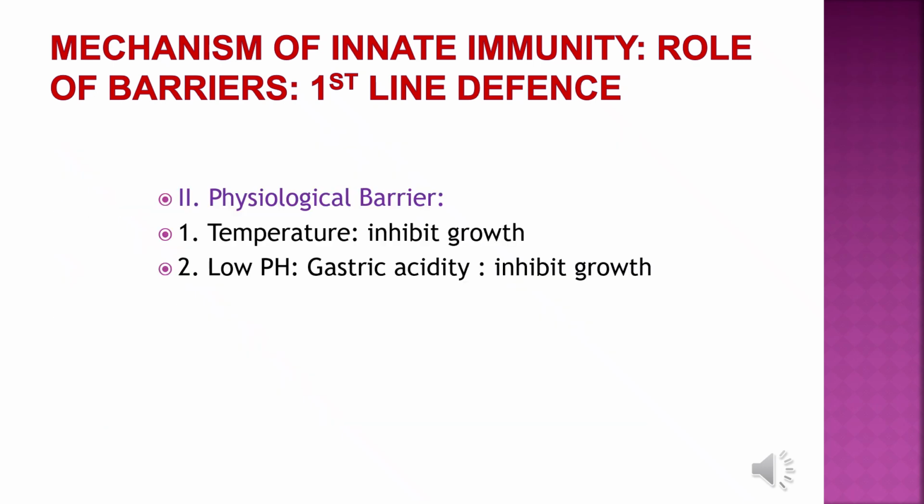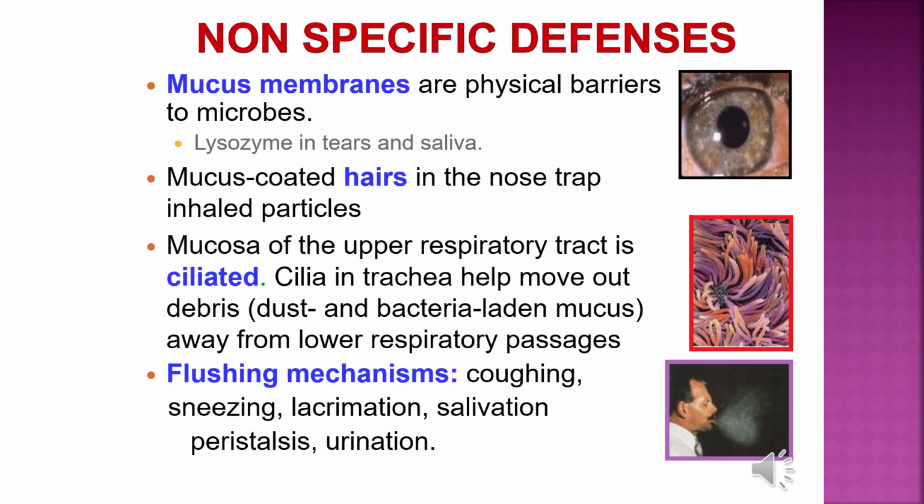Then physiological barrier. Temperature inhibits growth of the bacteria. Low pH, that is gastric acidity, inhibits growth of bacteria. So here you can see examples of non-specific defenses. Mucous membranes are physical barriers to microbes.